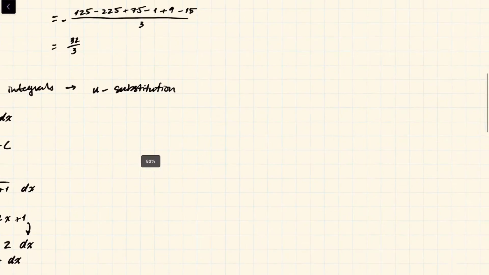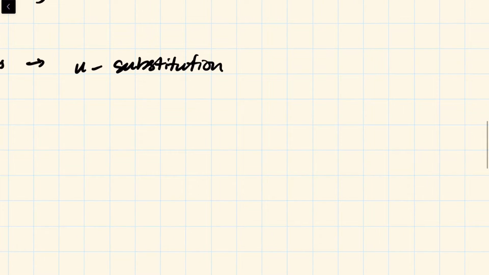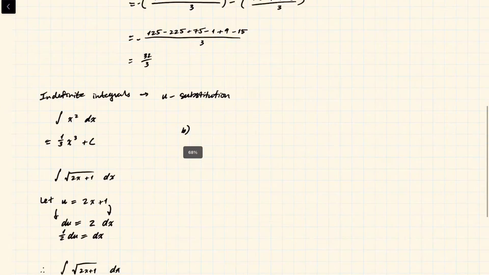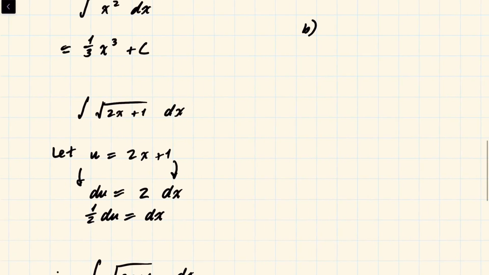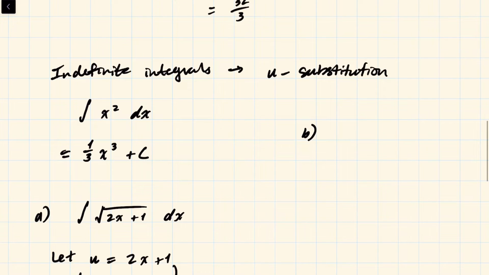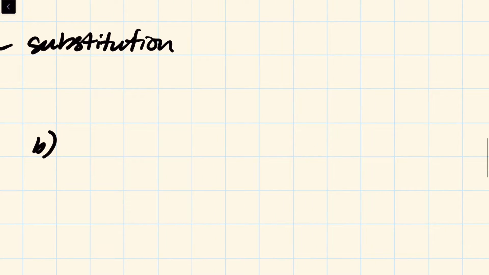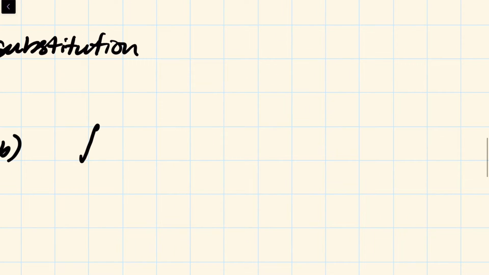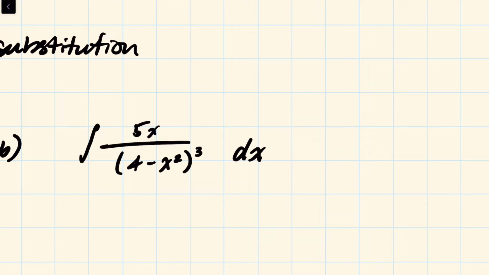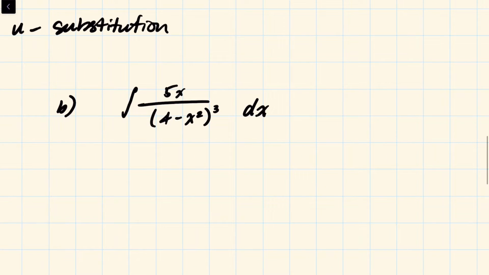Okay, so I guess this would be B, and let's call this A. Okay, the integral of 5x over 4 minus x squared cubed dx. We want to compute this antiderivative or integral here.